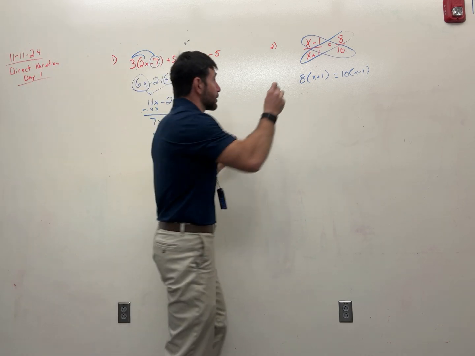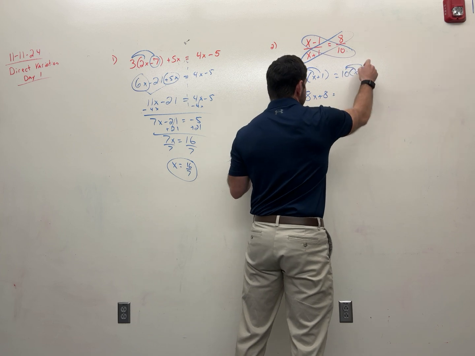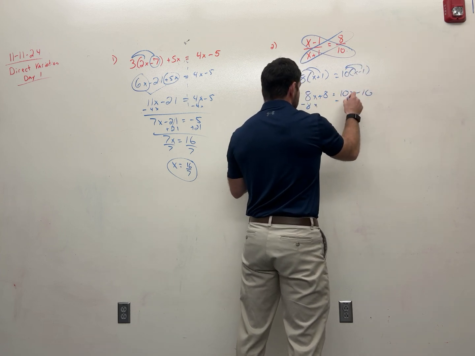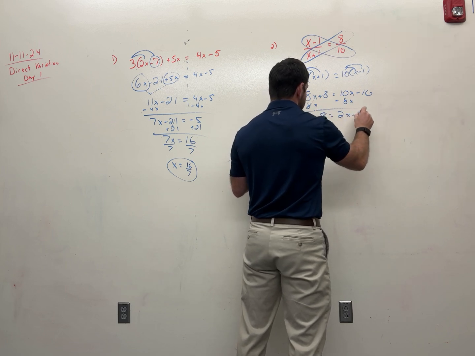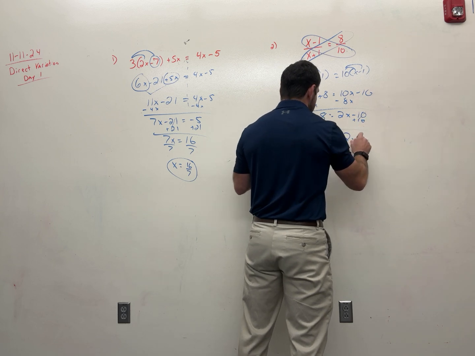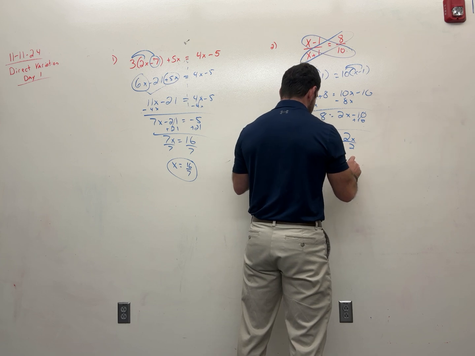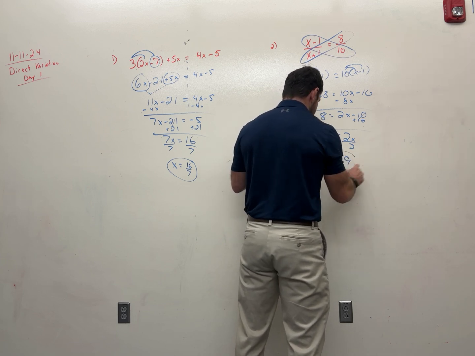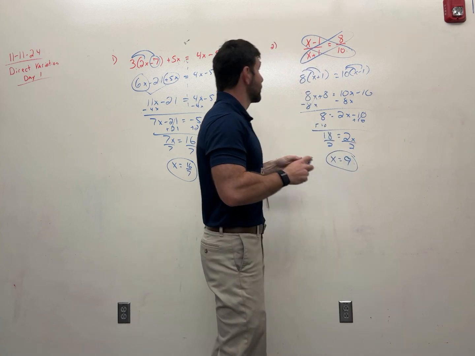Okay, so now we're going to distribute 8x plus 8 equals 10x minus 10. And I hope that I did this one right. That gives me 8 equals 2x minus 10. Add 10 to both sides. That gives me 2x equals 18. Divide by 2. X equals, that would be incorrect. X equals 9. Let's make sure: 9 minus 1 is 8, 9 plus 1 is 10. That works perfectly.